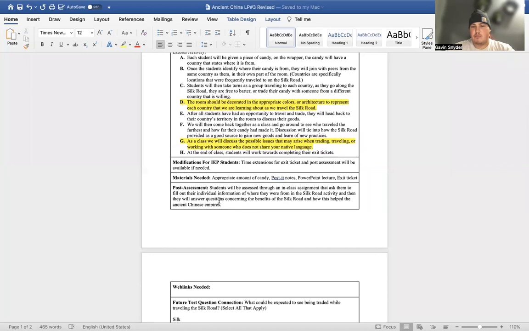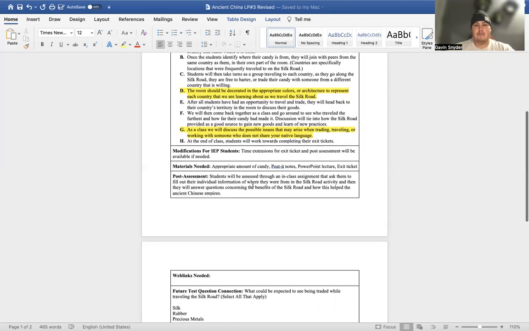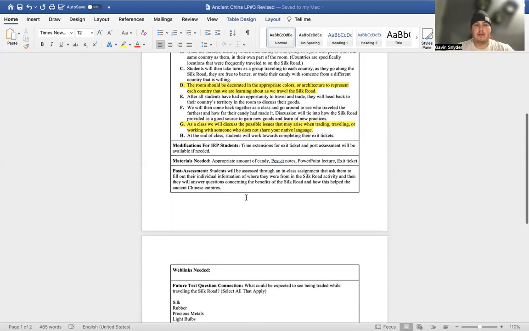Materials needed: the appropriate amount of candy. Can't have short candy. Post-it notes to put on the candy wrappers. A PowerPoint lecture to go along with the startup activity, exit tickets, obviously, and we also need some decorations to color up the room.